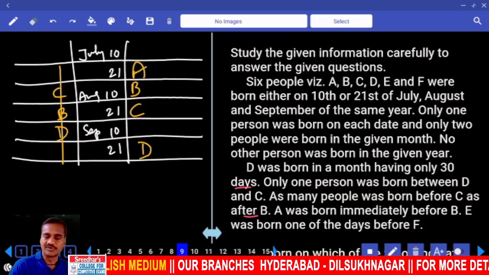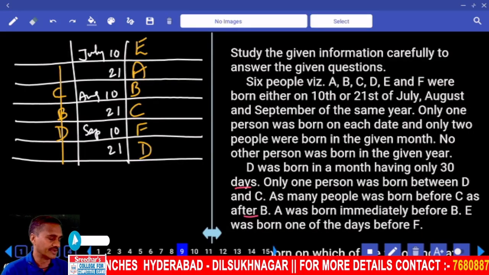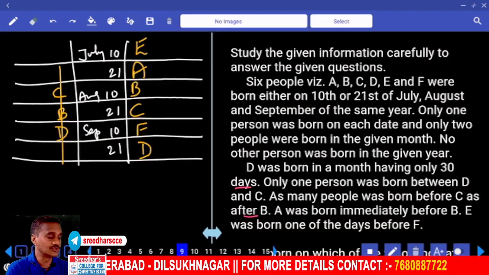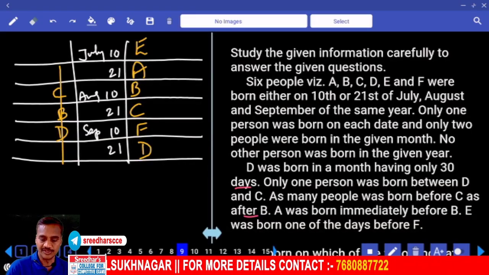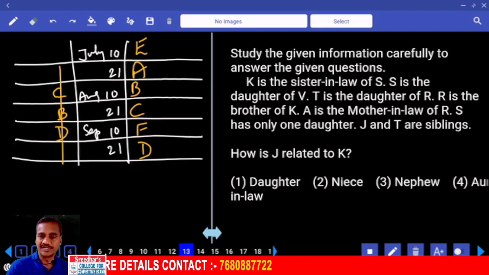Then E was born one of the days before F. Then how many questions were there? 9 to 12. Then 13. Now in this, question number 13 onwards, 13 to 15, 3 questions.